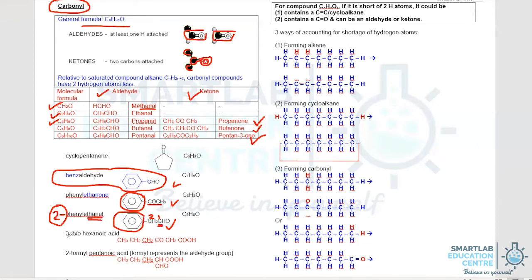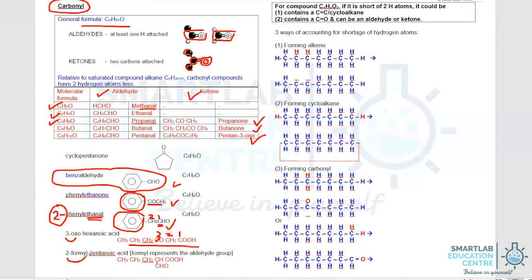Finally, in terms of naming a ketone as a side chain, you use the term oxo. So in this case, you have hexanoic acid, which is what is drawn here. So there's a C double bond O, which is actually at position number 3. Hence the word 3-oxo. So the oxo represents the O double bond to the C.